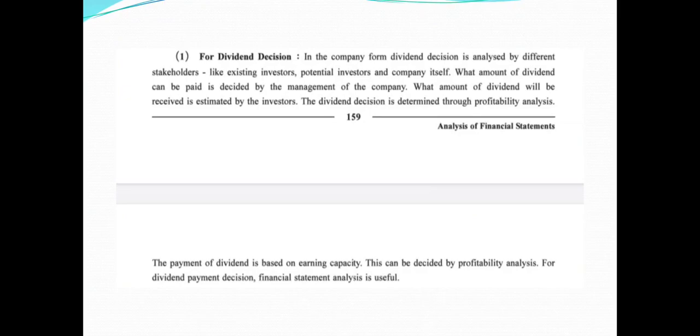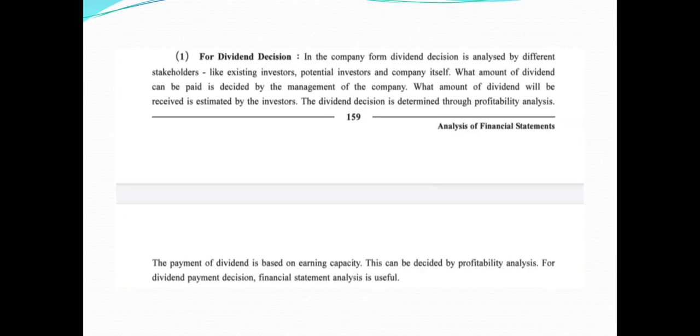The dividend decisions is determined through profitability analysis. The payment of dividend is based on earning capacity. This can be decided by profitability analysis. For dividend payment decisions, financial statement analysis is useful. So friends, financial analysis is useful for dividend decisions. Company takes decisions on the basis of financial analysis. Company declares dividend, which depends upon the earning capacity of the company.